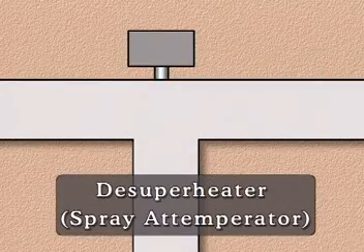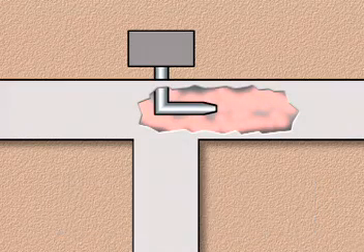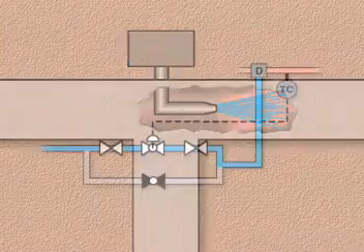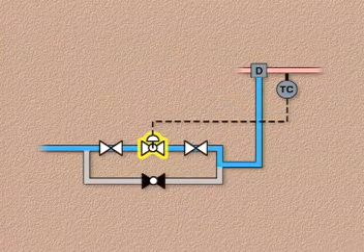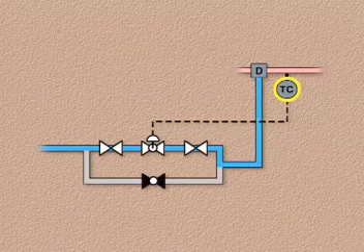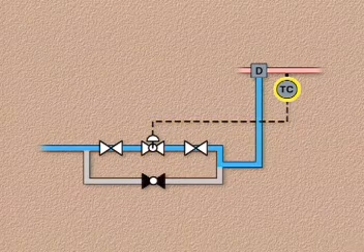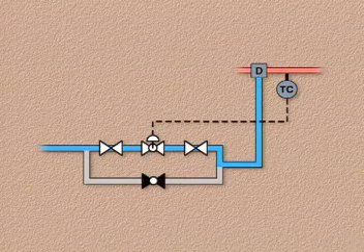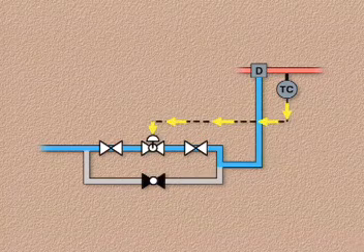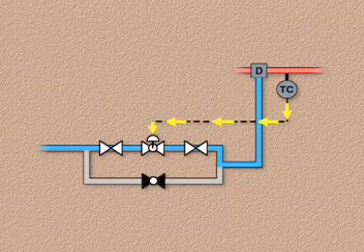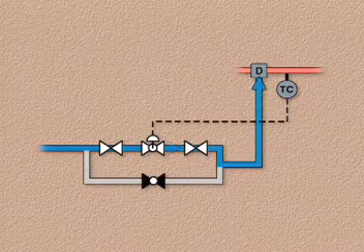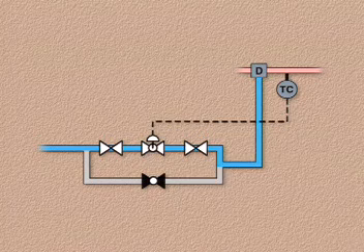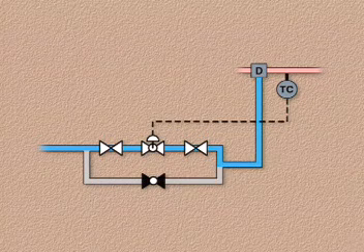The de-superheater, also called a spray-attemperator, is a device that reduces the temperature of steam by spraying a mist of water into the steam piping. In our example, the flow control valve is connected to a temperature controller that monitors the temperature of the steam in the downstream piping. If the temperature of the steam increases above the designated set point, the temperature controller sends a signal to the valve operator to open the valve wider and allow more water to be sprayed into the piping, resulting in a corresponding decrease in steam temperature.